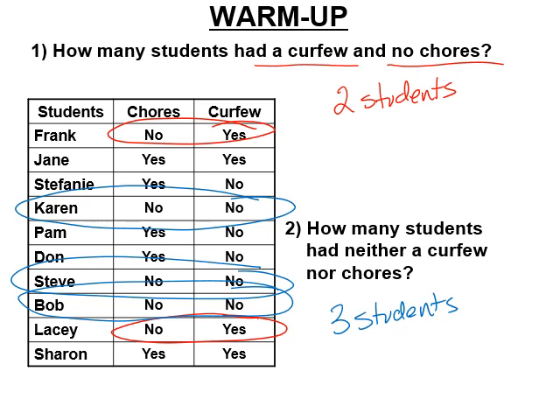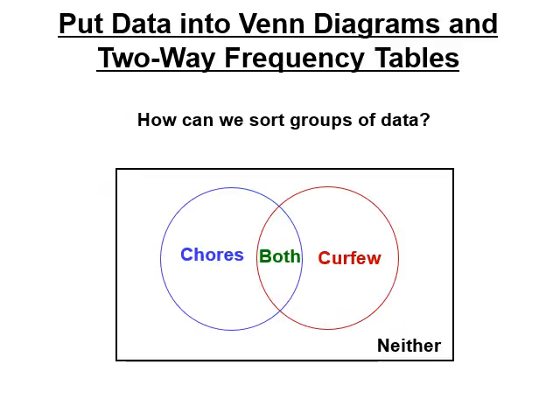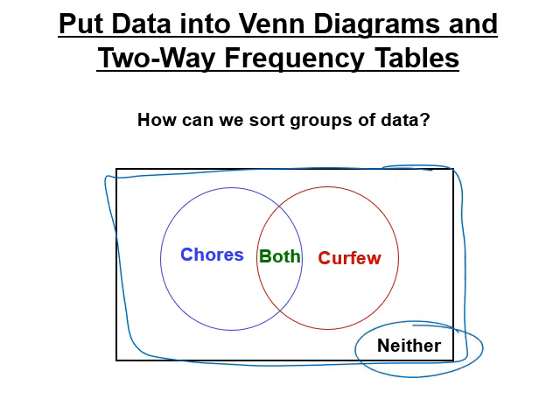We're going to put data like that into something like this. This is called a Venn diagram. A Venn diagram always has a rectangle, okay? And in the bottom corner is going to go the number for how many people had neither item. Where the 2 circles overlap is both. On one side of that, you'll have the people who have chores, yes for chores, but no for curfew. And on the other side, you'll have the people who have a curfew, but no chores. So it's a way of sorting data.